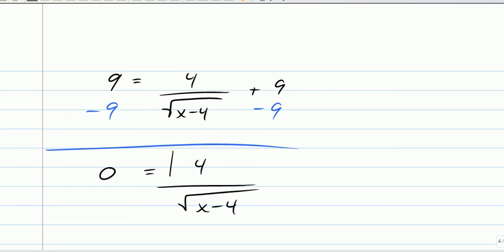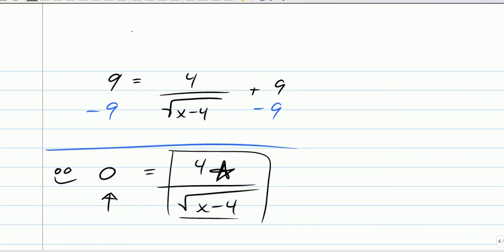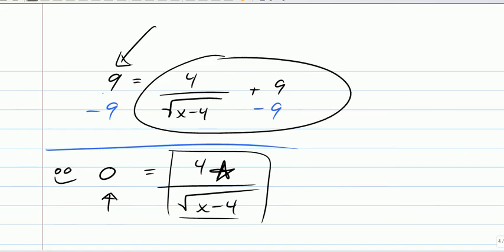Wait, I've got a fraction, and I need to get 0 out of it. The only way to get 0 out of a fraction is to get 0 in the numerator. The numerator is fixed at 4. That's never going to happen. You can't turn 4 divided by square root x minus 4 into 0. Well, what does that mean? That means that this equation will never equal 9. It's not going to happen. So 9 is not in your range.